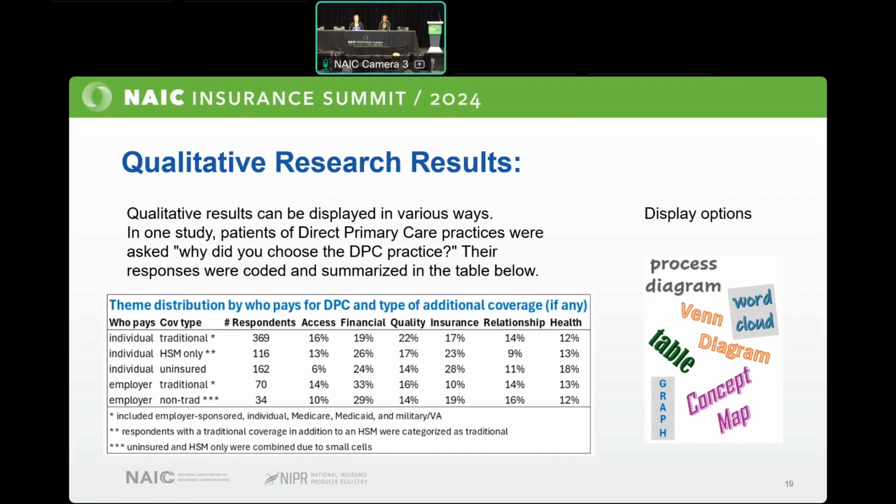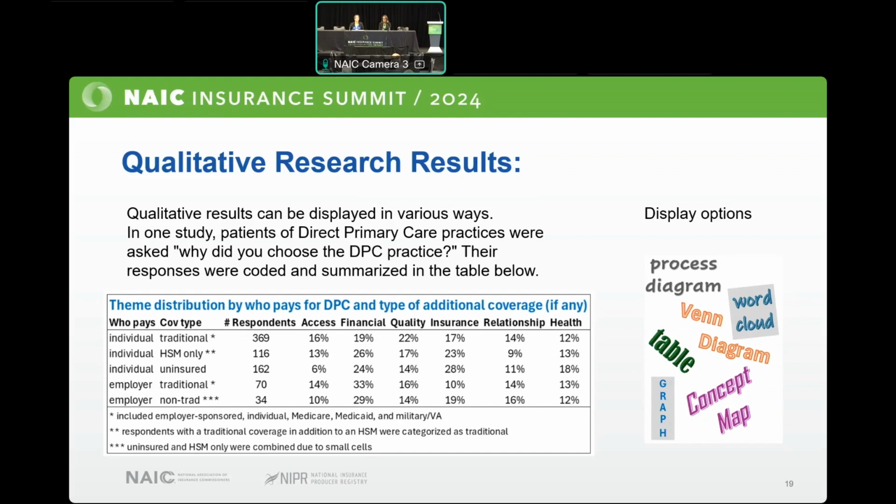And in this particular case, because of the format and the type of question we asked, the responses that we got could be coded to multiple things. They could have listed different things. So in this table here, we have 6 different codes: access, financial reasons, quality reasons, insurance, relationship with their physician, and health. And so those are what we ended up with as we worked through all of that data.